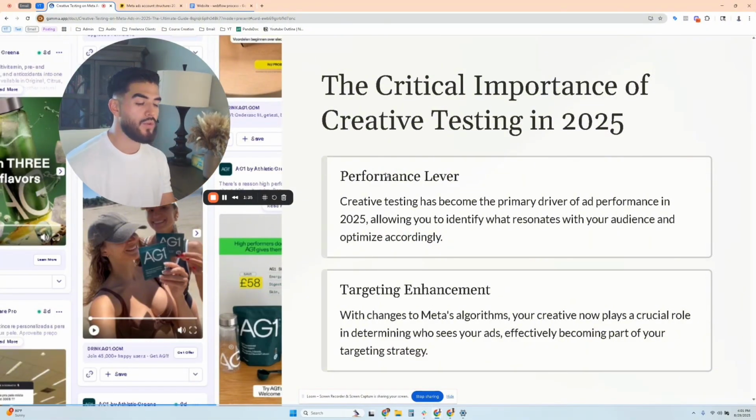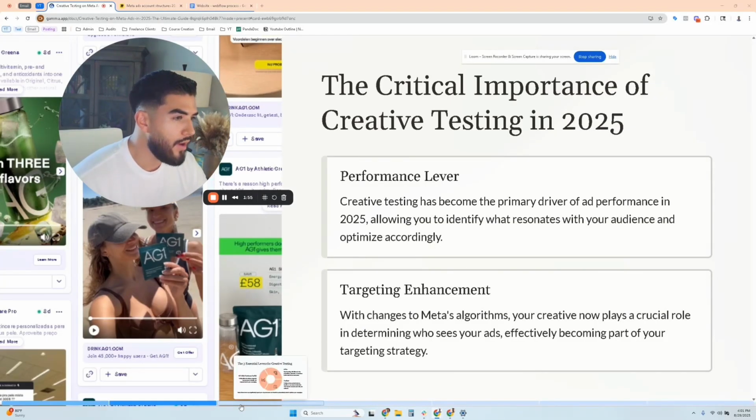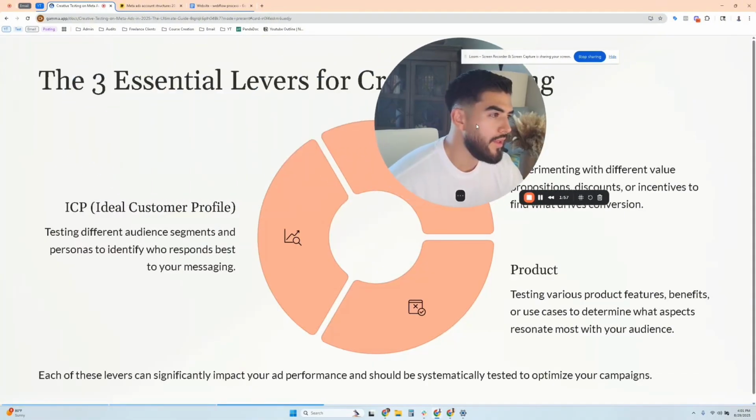Because what Meta does with their millions of psychographic data points is they understand who it is that you're trying to reach based on your creative. And then they actually put your ad in front of people who they know are interested in what it is that you have to offer, or who it's relevant to. So I'll give you guys examples of this. I don't want to jump the gun too much.